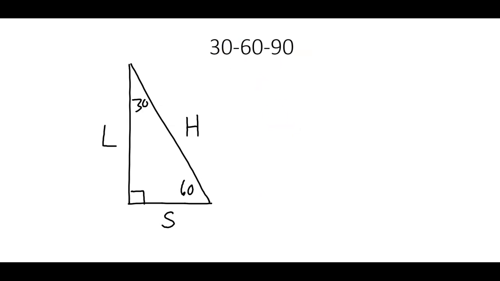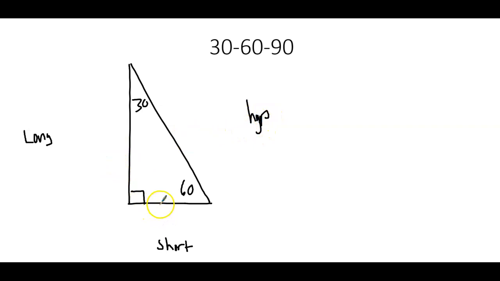Now, those labels, I'm not going to use those, but I will refer to them as that. So maybe I'll just write it out down here instead in words. My bad. Sorry about that. I'm just going to put short, I'm going to put long, and then I'm going to put hypotenuse. Because you do have those 3 types of legs.